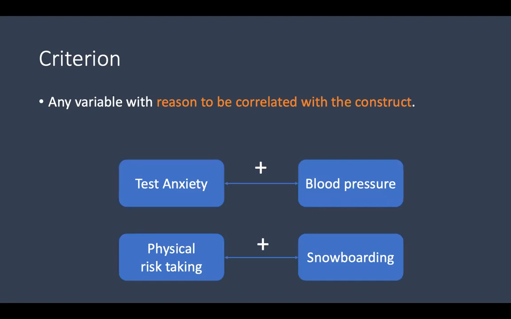So this criterion means that any kind of external variable that is reasonable, for good reasons, should be correlated with the construct. For example, if you have a measure of test anxiety and you know that blood pressure is correlated with anxiety, then you can correlate test anxiety scores with blood pressure in the exam, right? And if you have a measure of physical risk-taking, then you can correlate it with risk-taking behaviors such as snowboarding.